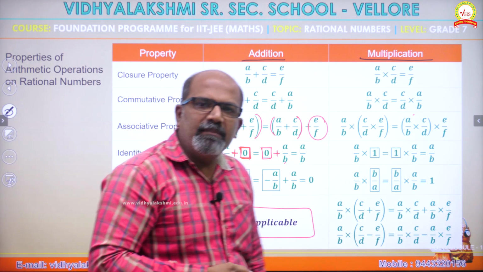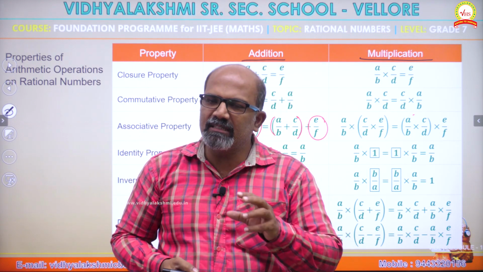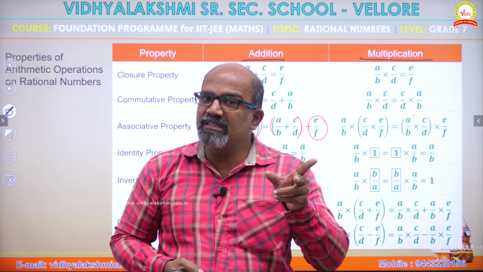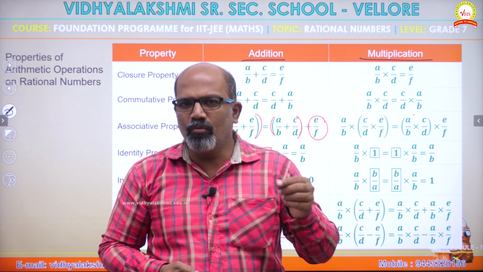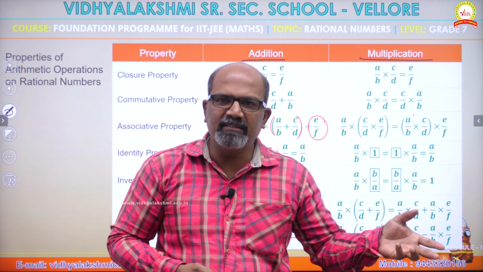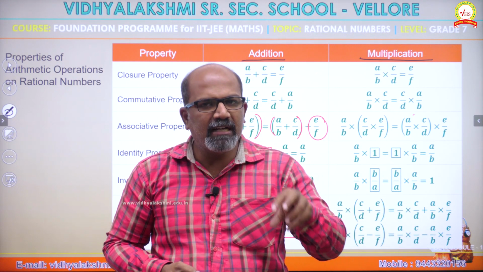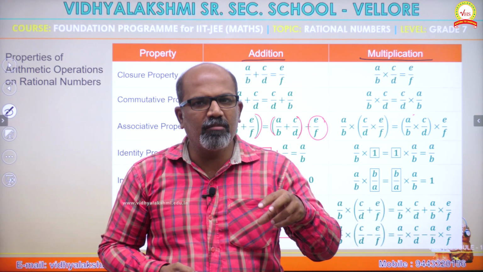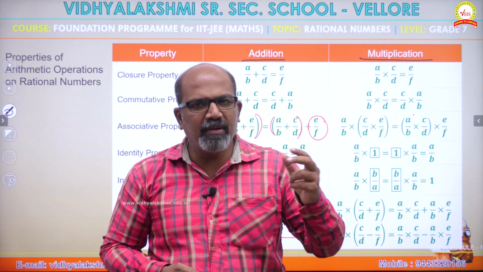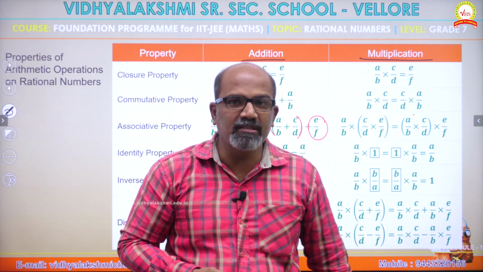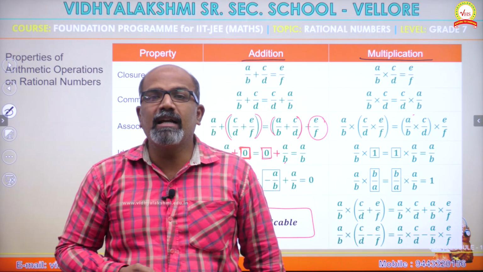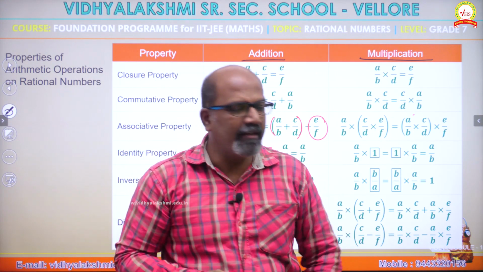But in the case of multiplication, take the same 2 by 3. What do you have to multiply with this 2 by 3 to get the same 2 by 3? 2 by 3 into 1 gives 2 by 3. Am I right? So, the number you multiply with a rational number to get the same number is 1. So, that 1 is called the identity in the case of multiplication. So, 1 is called the multiplicative identity.